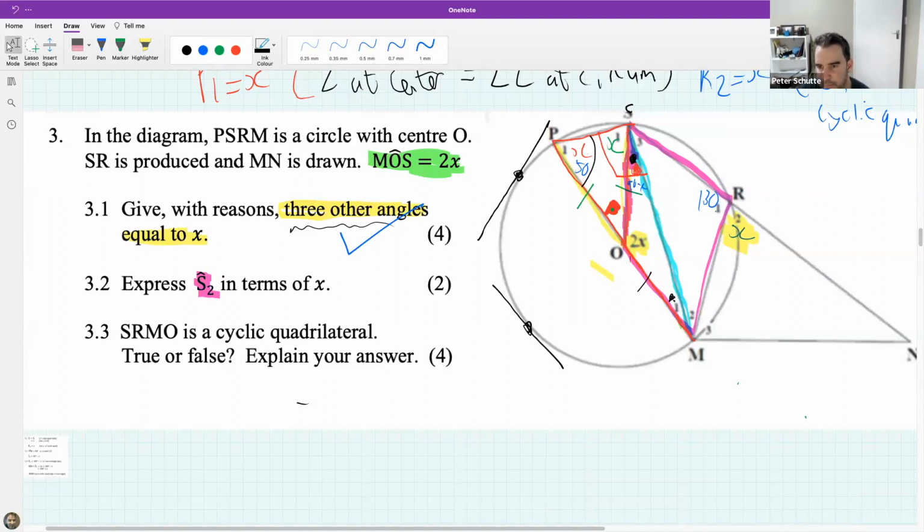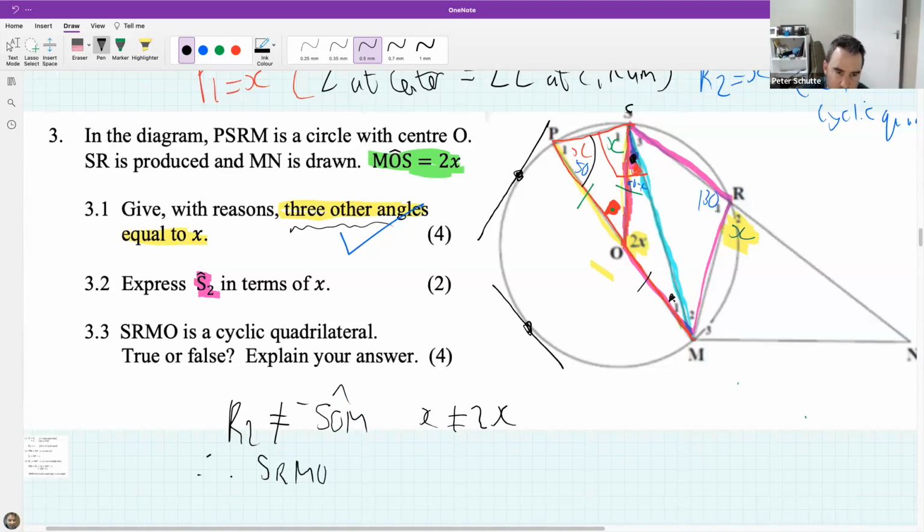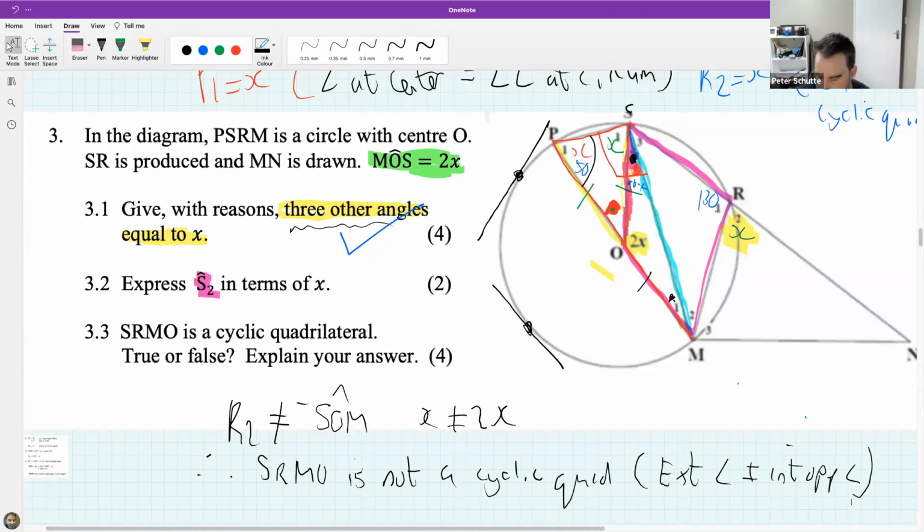So what we would say is that, let me write this down for you. We would say that R2 does not equal SOM because X does not equal 2X. Therefore, SRMO is not a cyclic quad because the exterior angle doesn't equal the interior opposite angle. You wouldn't have to write that much. You just have to show that main idea.